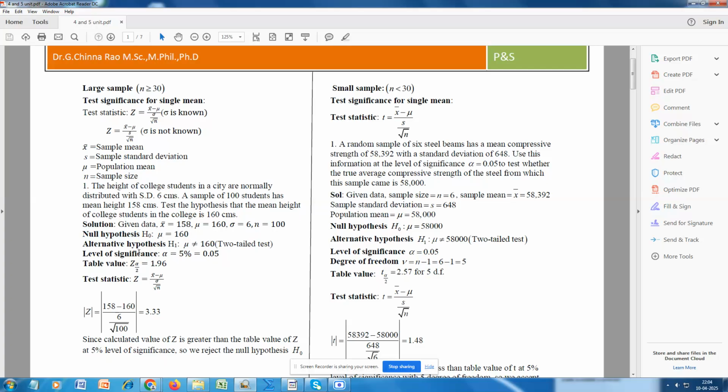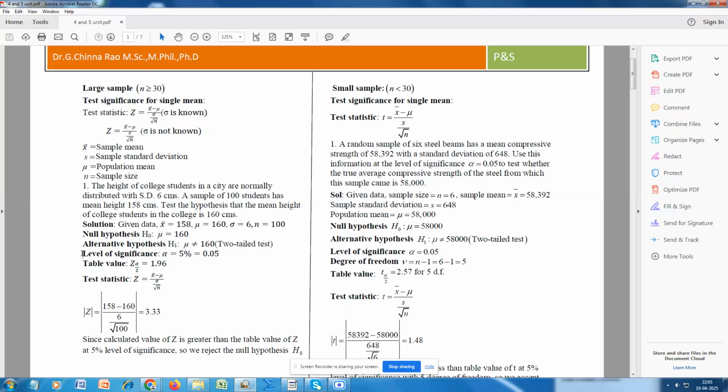Now, the alternative hypothesis. Alternate hypothesis is denoted by H1. It is the complement of the null hypothesis, which is mu not equal to 160. Here we have two tests, two-tailed test and one-tailed test. If nothing is specified, generally we take a two-tailed test. If it is specified, then we can take one-tailed. It depends on the question. If it is not specified, you can take a two-tailed test.